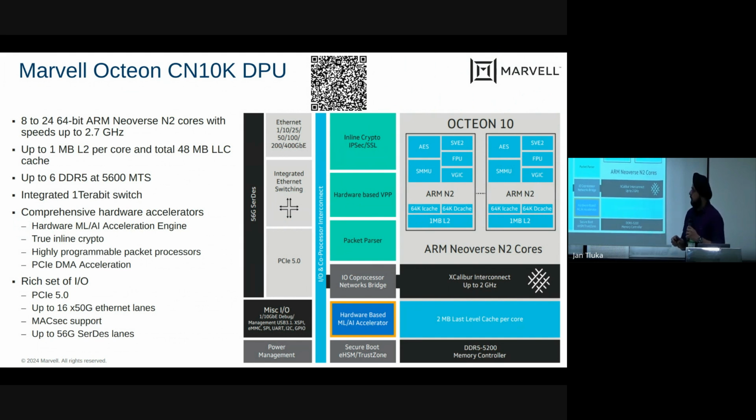CN10K offers comprehensive hardware accelerators, which include machine learning and artificial intelligence acceleration, true inline IPsec, including inbound and outbound IPsec, and highly programmable packet processors. We'll be talking about each hardware block in subsequent slides. It also offers a rich set of inputs and outputs, such as support for PCIe Gen 5, plus MACs supporting 16 by 50 gig Ethernet lanes and up to 56 gig SerDes lanes.